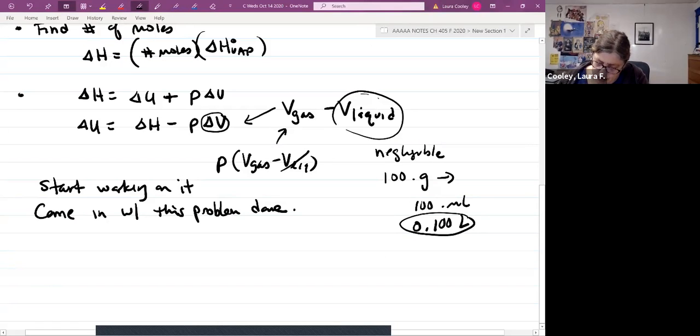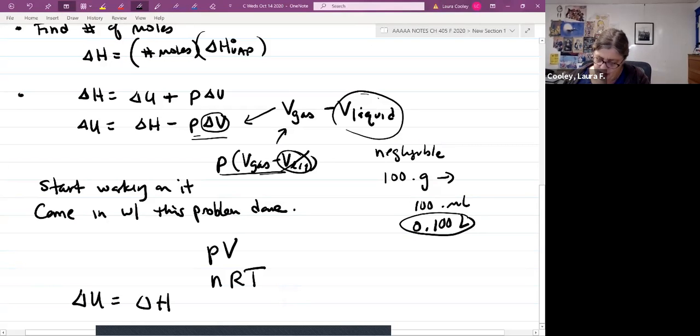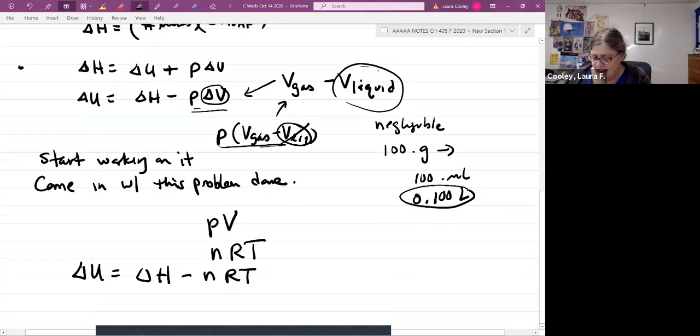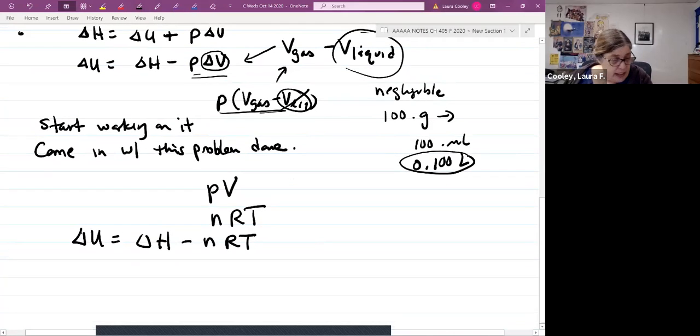Because another way to do it, so if this is P delta V, and this liquid is negligible, that really is just PV, right? And PV is nRT. So you can actually find delta U by taking delta H minus nRT. And then when you do the per mole thing, because I think it asks you for the per mole as well.